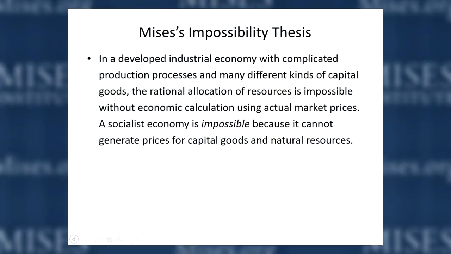So what he said is that in a developed industrial economy with complicated production processes, as we have here in the United States, and have had since the Industrial Revolution, with many different kinds of capital goods, the rational allocation of resources is impossible without economic calculation using actual market prices. A socialist economy is impossible because it cannot generate prices for capital goods and natural resources. Okay, well, let's parse Mises' argument.